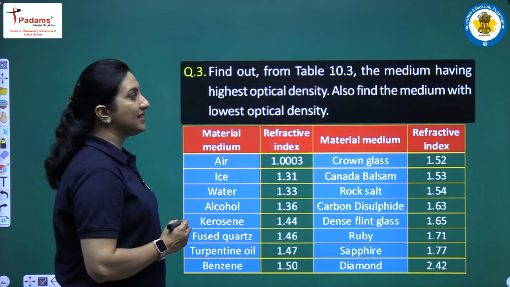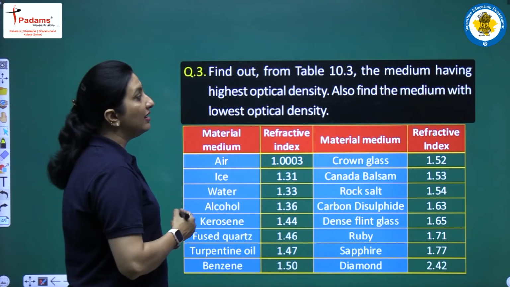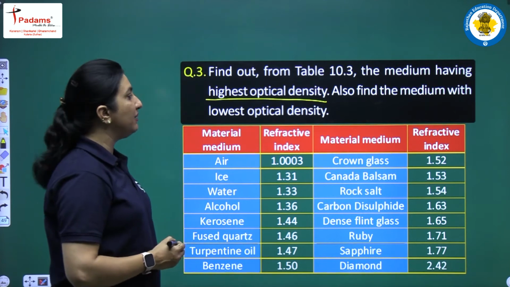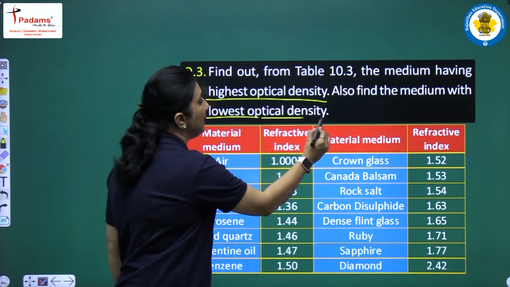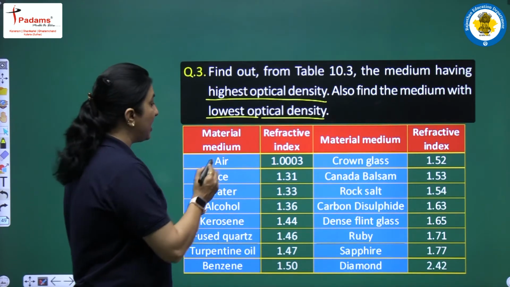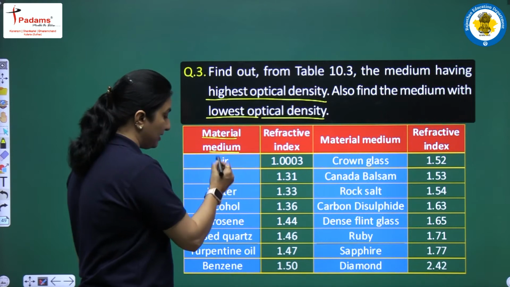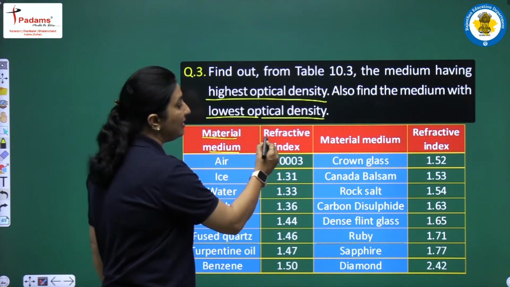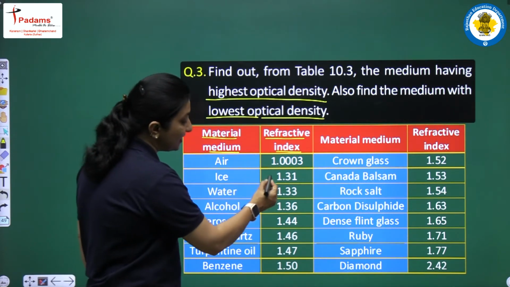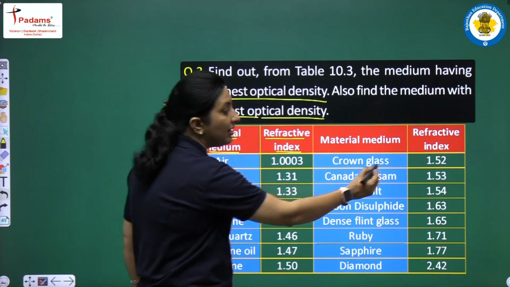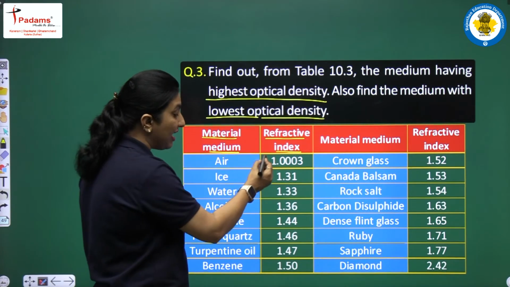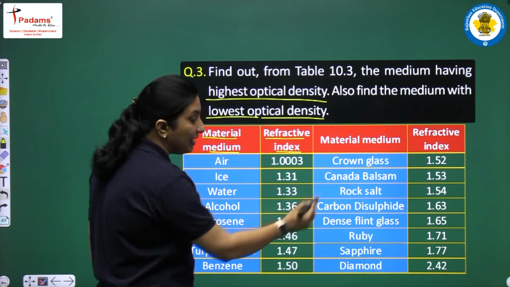Find out from table 10.3, this is the table given, the medium having highest optical density, also find the medium with lowest optical density. This is the table. Now students, here in this table we are given the material mediums, the names of the material mediums and their refractive indices. So what we see here is that the refractive indices are arranged in an increasing order.